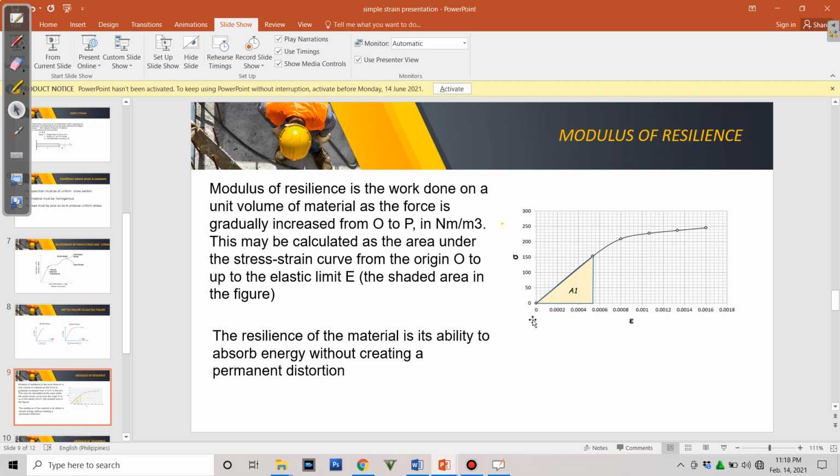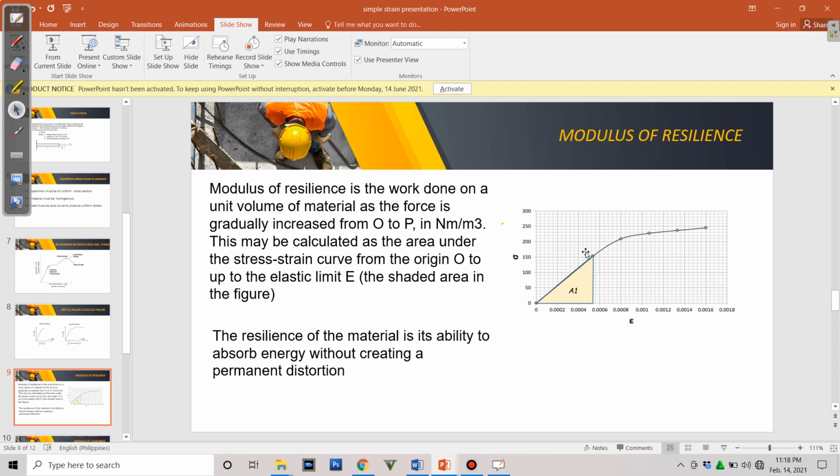So we also have here another property, modulus of resilience. This is actually the work done on the unit volume of material as the force is gradually increased from the point of origin up to the proportional limit, and the unit is Newton meter per cubic meter. This may be calculated as the area under the stress strain curve from the point of origin up to the elastic limit E.